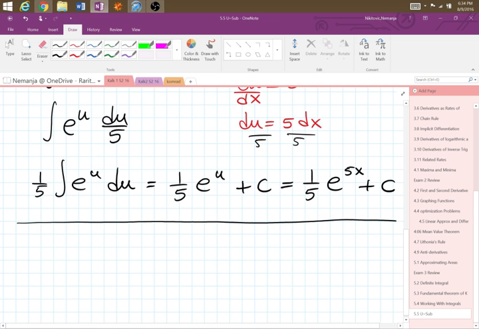How about you try on your own? Try on your own using the same technique, the integral of sine 3x dx. So using the same method.